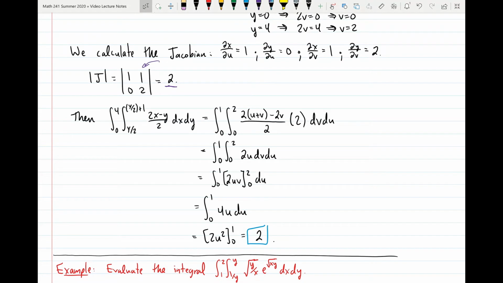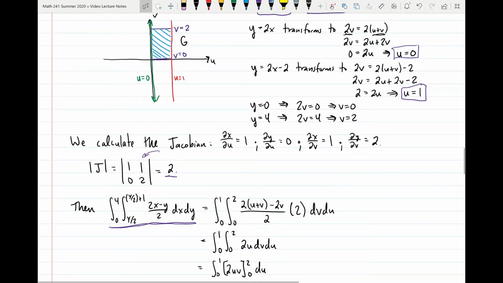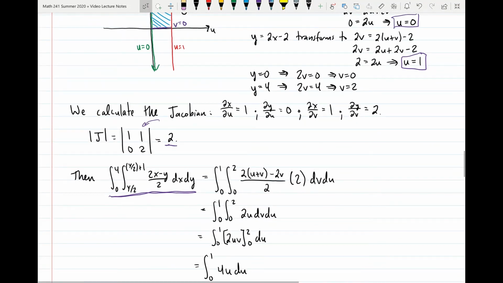And finally, at this point, we have enough information to rewrite the original integral using our coordinate transformation. So we have our original integral over here on the left is going to be equal to the double integral evaluated over this new region G in the UV plane, where we write our function (2x minus y) over 2 as a function of u and v multiplied by the Jacobian, which is 2, and then we have dv du at the back end now.